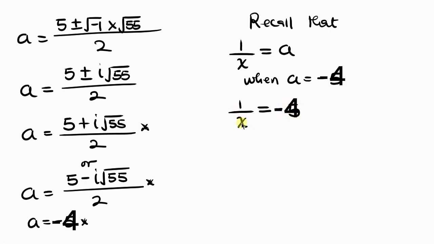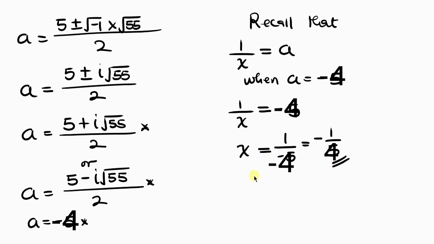And to get the value of x from here, we take the inverse of both sides. So the inverse of 1 over x is x. This is equal to the inverse of -5, which is 1 all over -5. And this is the same as -1 all over 5. So this is one value of x, which is a real solution.